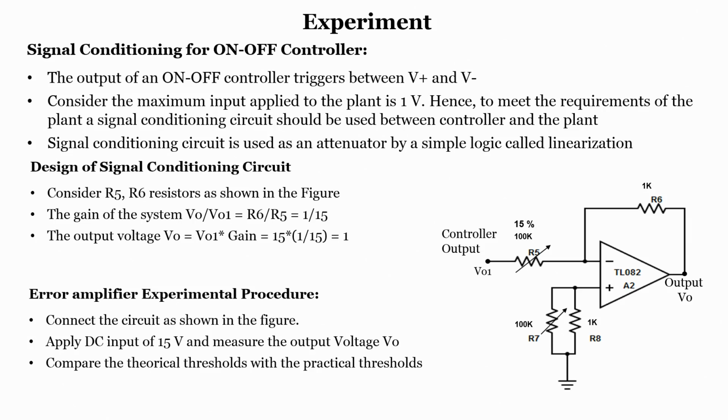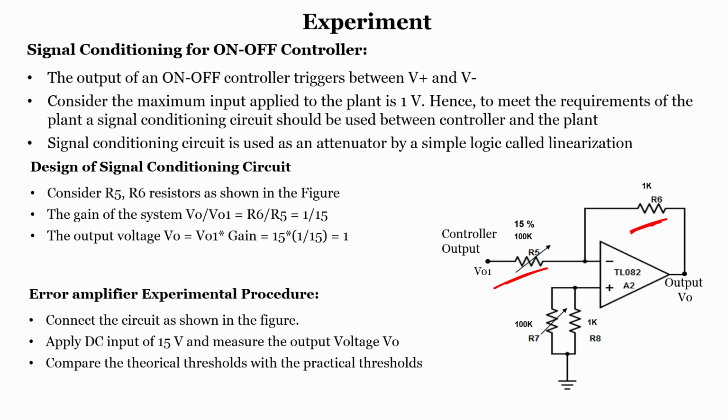Now, the signal conditioning circuit is used as an attenuator by a simple logic called linearization. If you want to design a signal conditioning circuit, what can we do? We can consider R5, R6 resistors as shown here, right over here and right over here. If you see, its gain is 1 by 15: 1 kilo ohm, 100 kilo ohm, 15 percent, 1 by 15. The output voltage VO is VO1 into gain, which is 15 into 1 by 15, right, and which is equal to 1.